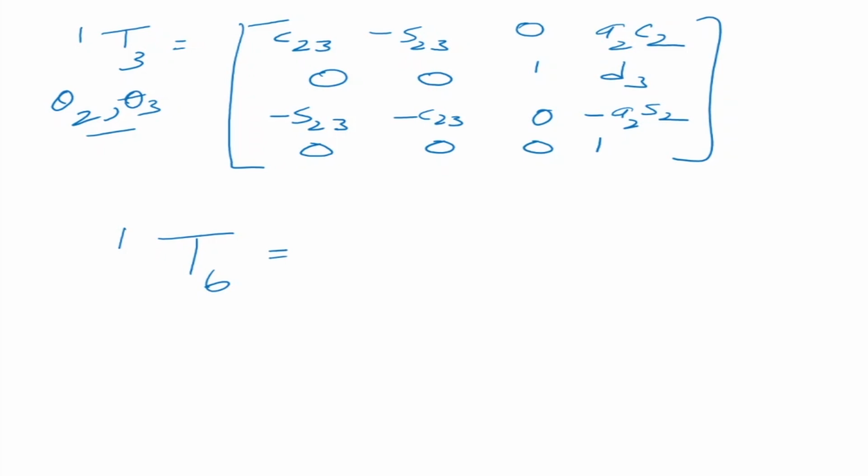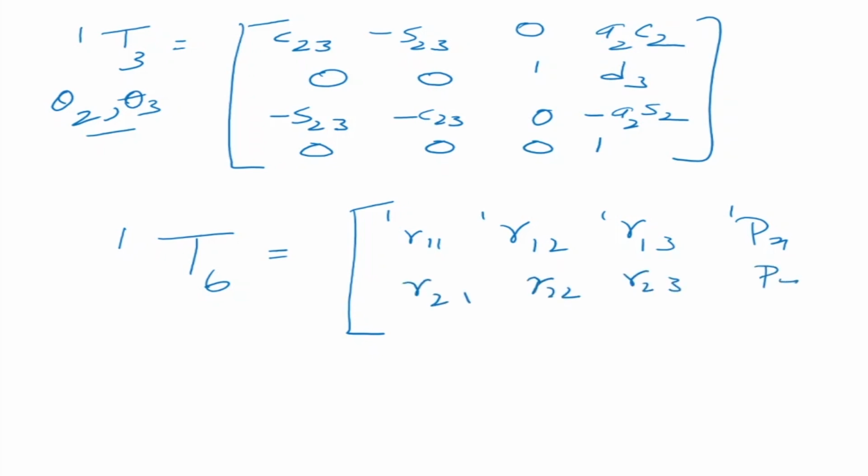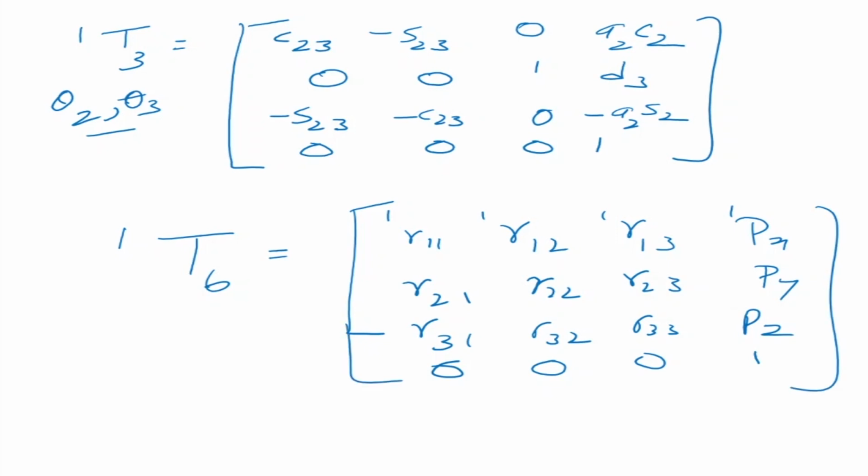T1 to 6, which comes out to be equal to R11, R12, R13. These terms are very large, so we're just writing them as PX, R21, R22 and R23, PY. This is R31, R32 and R33, PZ, and the last row is of course the same, always 0, 0, 0, 1. Now this is 1 to 6, so we are putting the subscript 1 here. The subscript 1 essentially indicates it is 1 to 6.